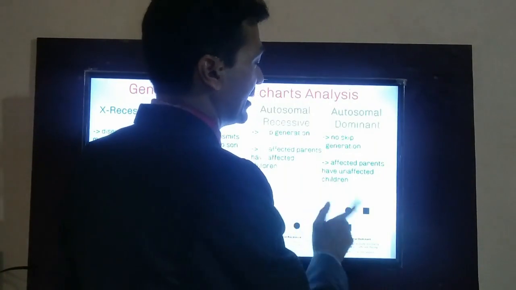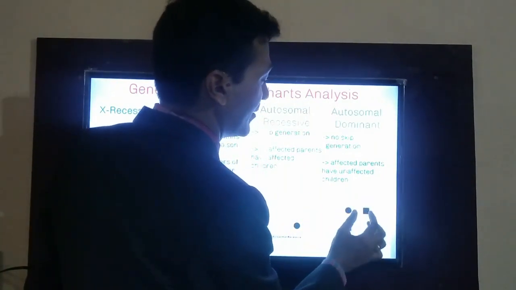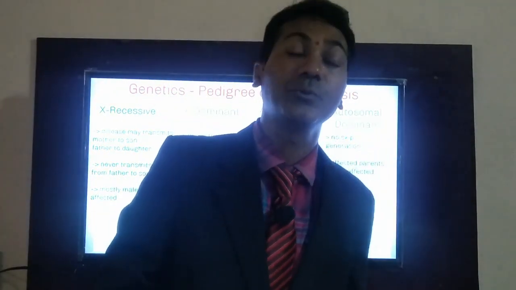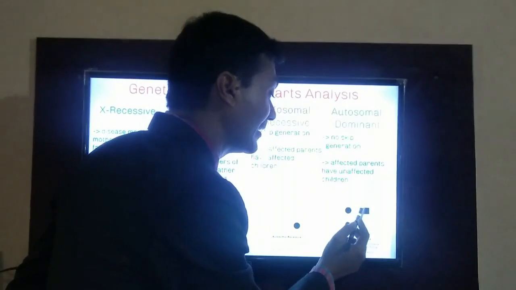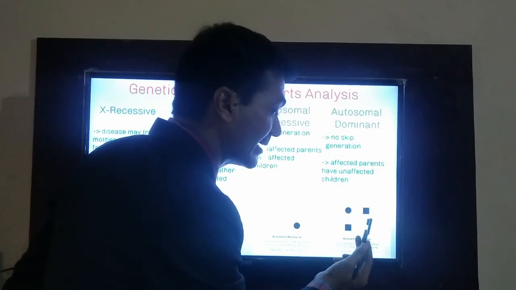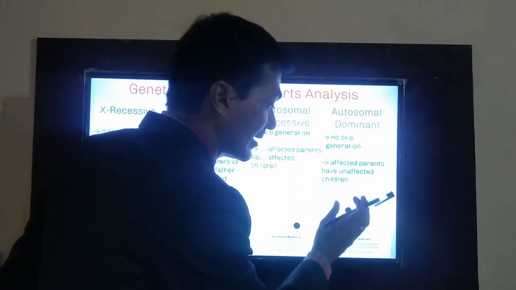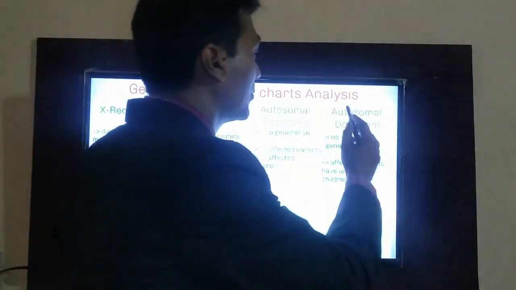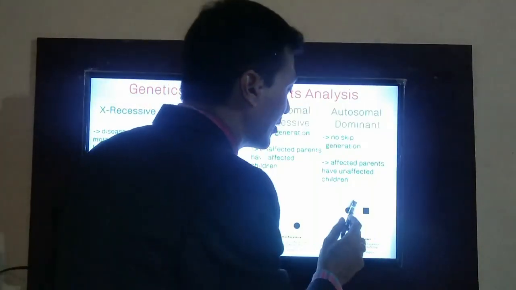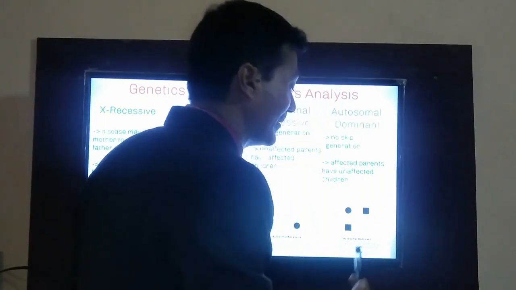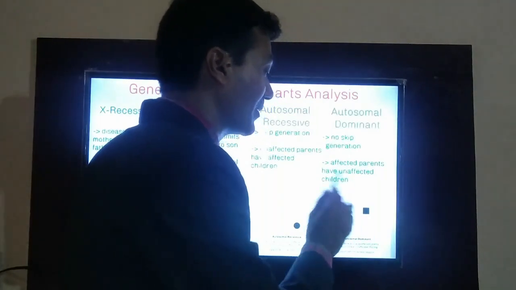Autosomal dominant is exactly opposite. Here affected parents have unaffected children. Affected parents means they have the disease, but they may produce normal progeny also. If such a condition can be seen in a flow chart, you can go for autosomal dominant boldly. In autosomal dominant, affected parents may have some children who are not affected, with no disease. Normal children can be produced from the affected parents.